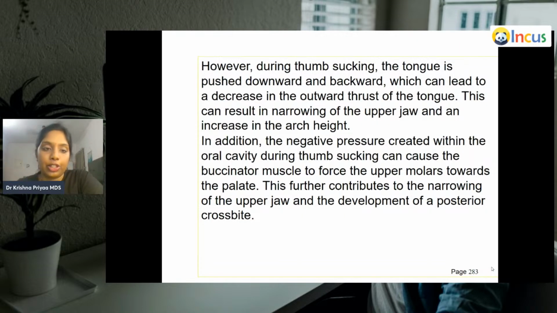With respect to the tongue positioning, the tongue is generally pushed downward and backward, which can lead to a decrease in the thrust of the tongue. This usually results in the narrowing of the upper jaw and thereby an increase in the arch height, leading to a constricted maxilla. Also, negative pressure is created because of the thumb sucking habit, which may lead the buccinator muscle to force the upper molars towards the palate and thereby constrict it. So we now understand two important aspects. One, the position of the tongue is very important in understanding posterior crossbite because the thrust of the tongue is decreased. Secondly, the constriction of maxilla is usually associated with the suction habit due to thumb sucking, and also with the buccinator muscle, which pushes the molars palatally. These two concepts, don't forget.